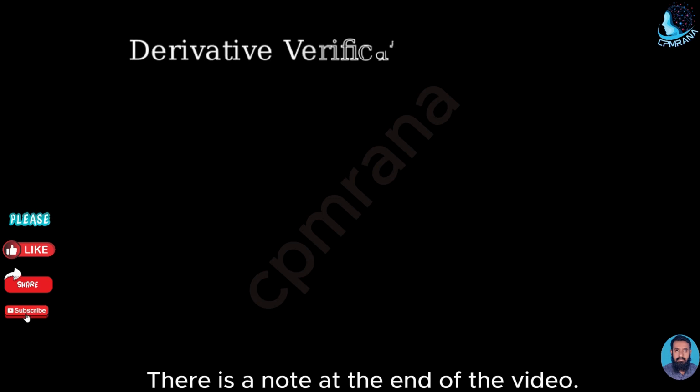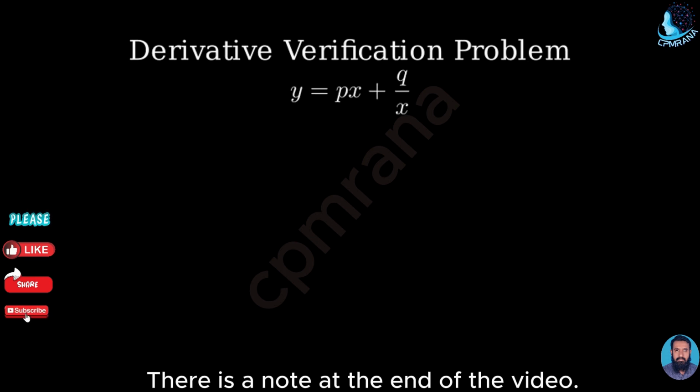Let's solve this calculus problem step by step. We'll verify that for the given function, a certain expression equals 2p. Let's start with our given equation. We have y equals px plus q divided by x, where p and q are constants.